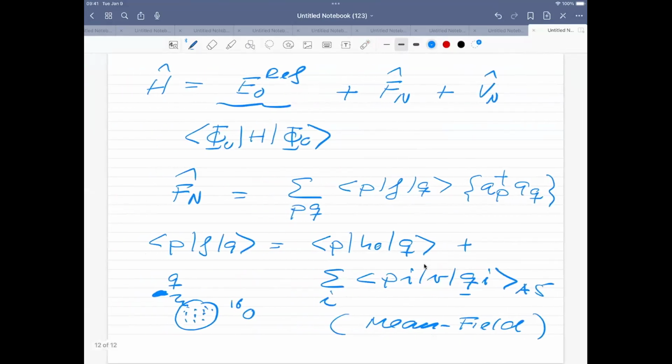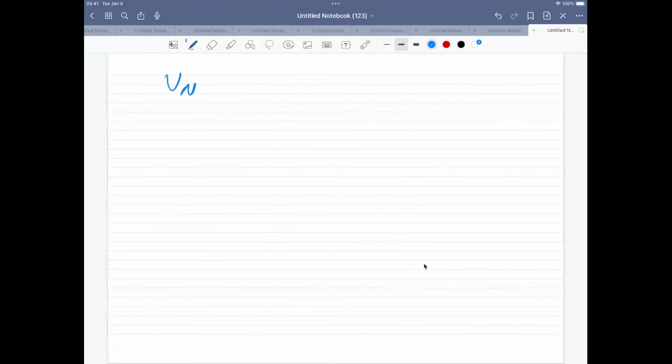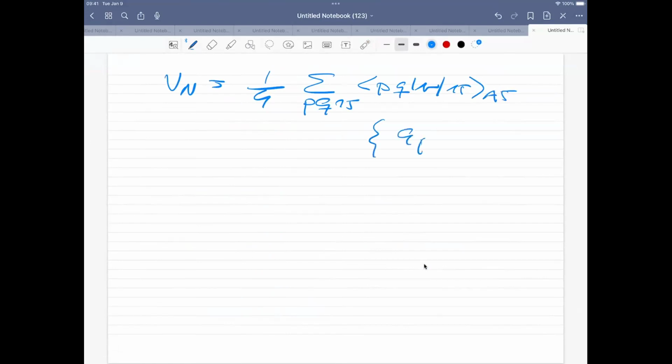So the last thing before we take a small break, and this is V of n, which is now simply 1 divided by 4, sum over PQRS, and then we have the matrix element, V_PQRS, anti-symmetrized. And this is now multiplied with the operator, which is normal ordered with respect to the new reference state. So after the break, we are going to calculate expectation values with this new modified Hamiltonian with respect to a new vacuum state.